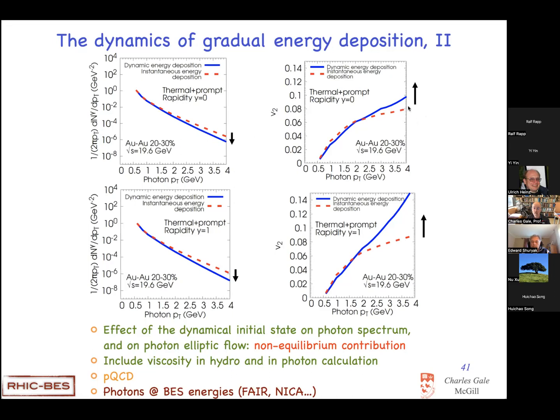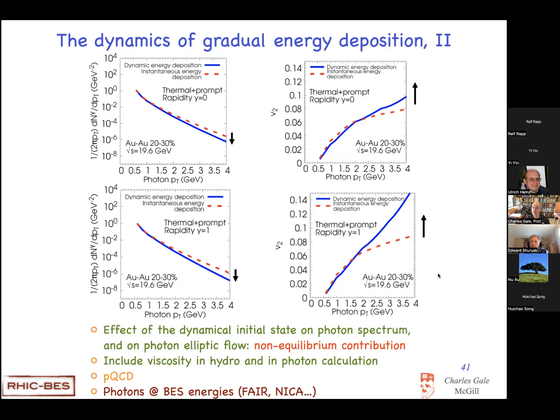Quite a big difference in V2. So the V2 will show quite unambiguously the dynamical energy deposition model here. Again, why is that? Because the photons happen later in this dynamical energy deposition approach. They happen later, so later flow has time to develop. So they happen later, more flow. And the photons see this and they report this.